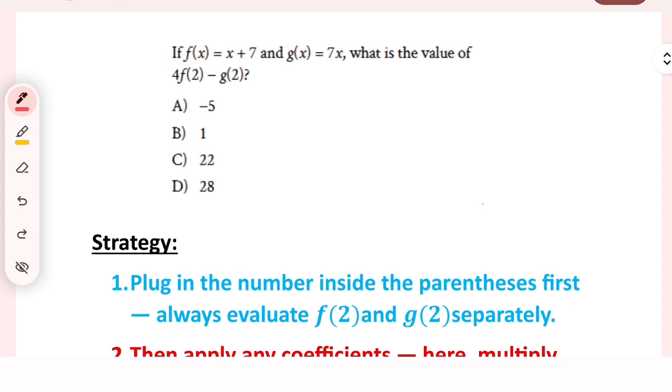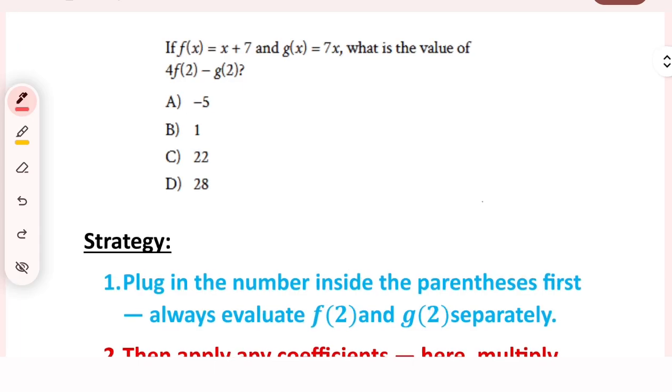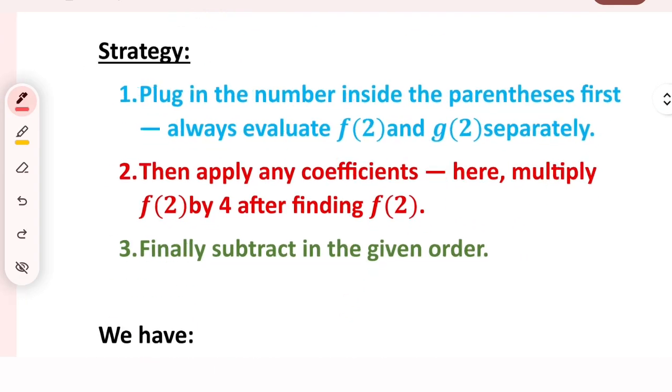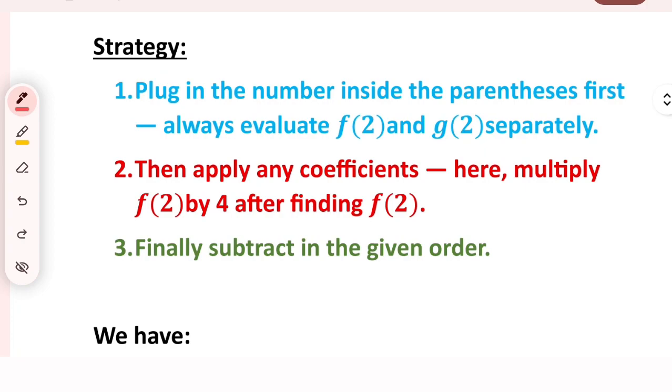So we are given two functions, f of x and g of x. This is the strategy that I would always suggest. You plug in the number to the functions f and g separately, and then once you have solved the functions, you apply any coefficients. If it's multiply, then you need to multiply the function. And finally, subtract them, because in this case that is what is asked.